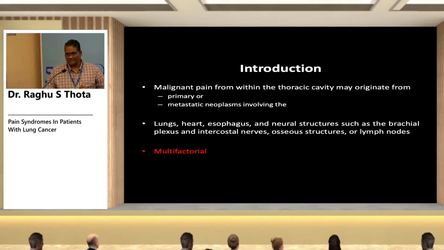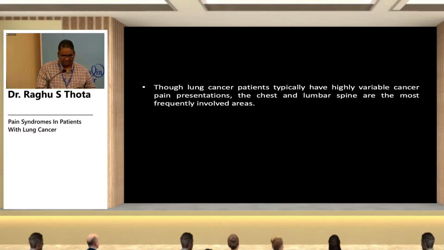So we have to really understand these aspects before just considering it as one factor, because whenever we are doing interventions, it is a very important aspect, because it is not the indication, it is the selection which matters. The selection improves the outcome rather than the indication. So though lung cancer patients typically have variable cancer pain presentations, as already mentioned, the chest and the lumbar spine are the most frequently involved areas. So mainly the patient presents with either chest pain or back pain. The chest pain is mainly because of the lung itself, and the back pain is because of the bone, skeletal metastasis. So these are the things the patients present with.